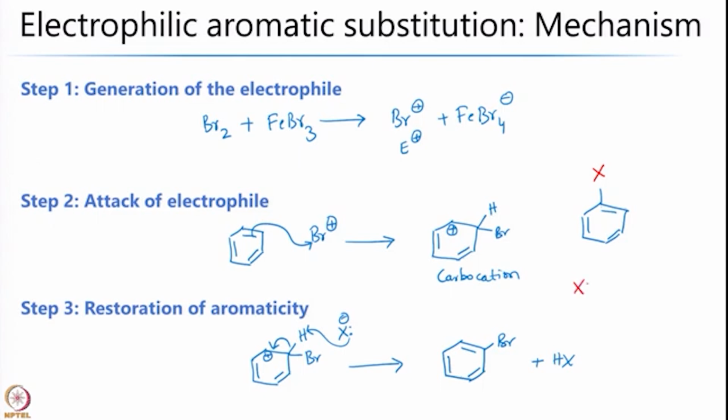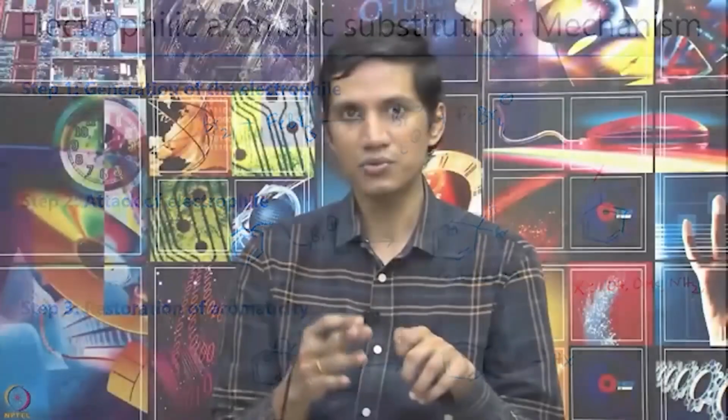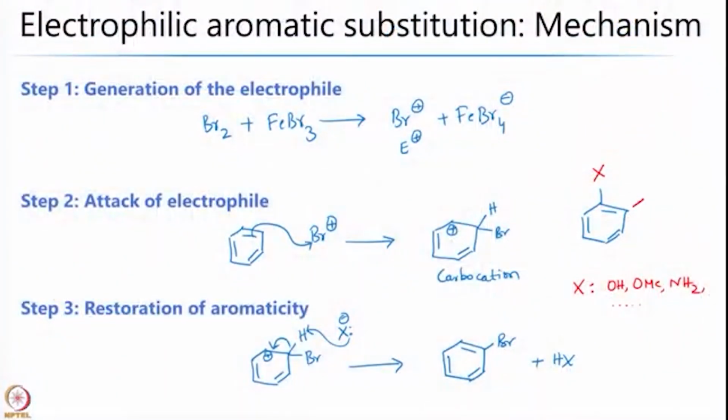So, if the X group is let us say OH, OMe, NH2 and so on and so forth, that is groups which can donate an electron density into the benzene system, they would make it far more facile for the attack of the electrophile, and that would lead to a much faster reaction rate, and in this case the reaction would be more favored at the ortho and the para position. So, you will get products which are predominantly ortho and para, right.